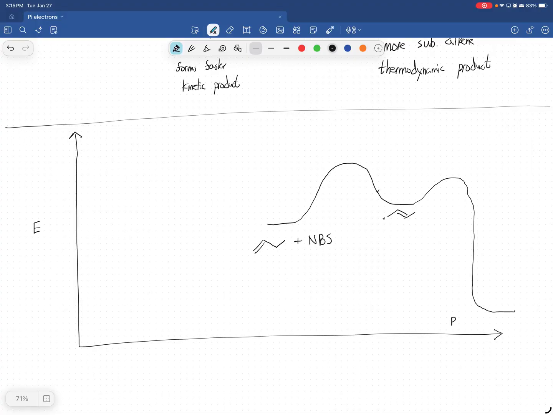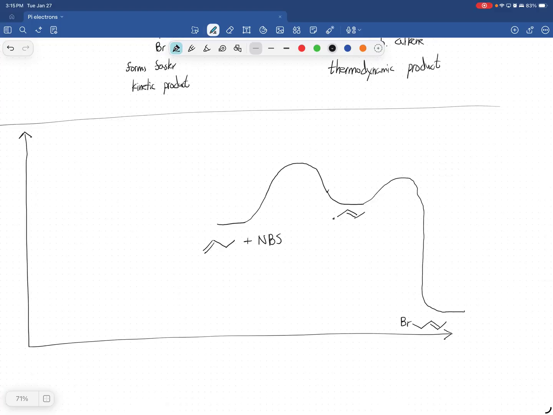So that's my more favorable product. Br going to the internal alkene, the more substituted alkene right here. All right, so right here we have the more stable product. So this is just not limited to radicals. We'll see this too when we generate carbocations again, okay? So the more stable product here.